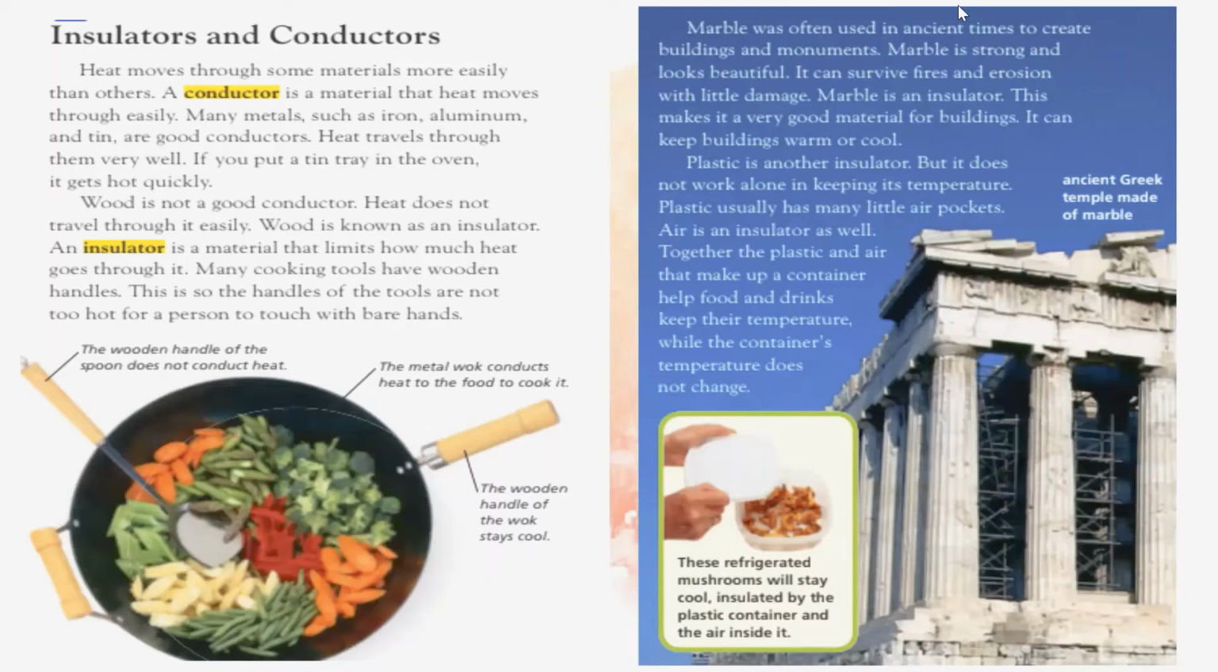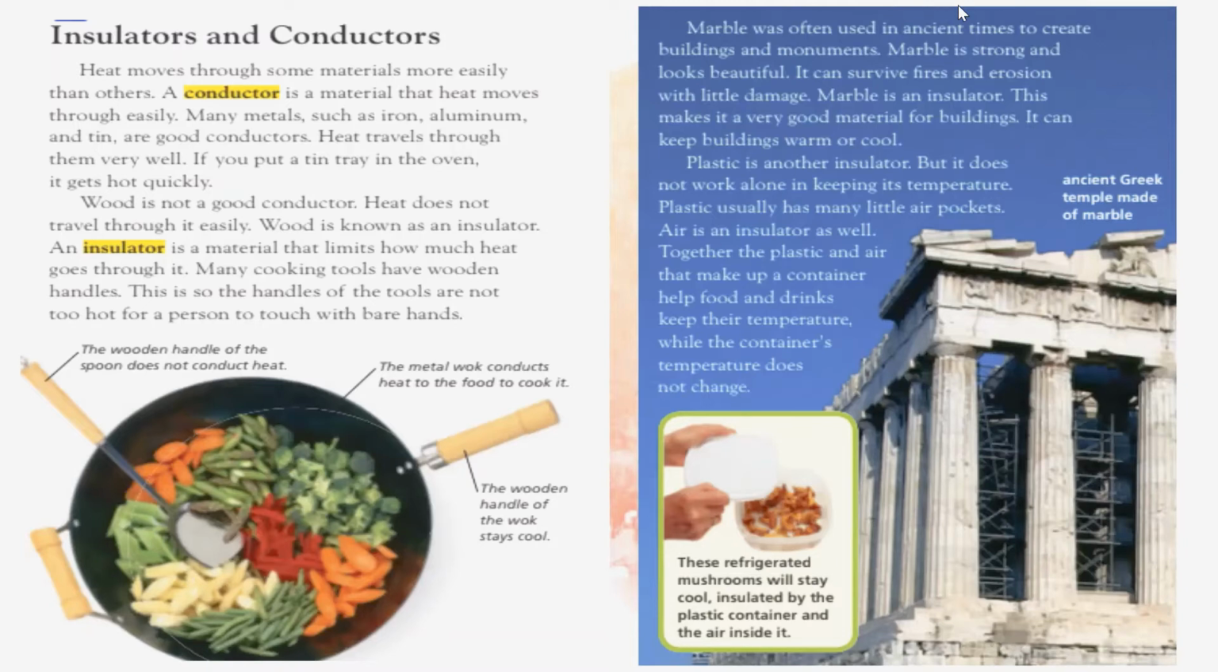A conductor is a material that heat moves through easily. Many metals such as iron, aluminum, and tin are good conductors, which means heat travels through them very well. If you put a tin tray in the oven, it gets hot quickly. But wood is not a good conductor. Heat does not travel through it easily.